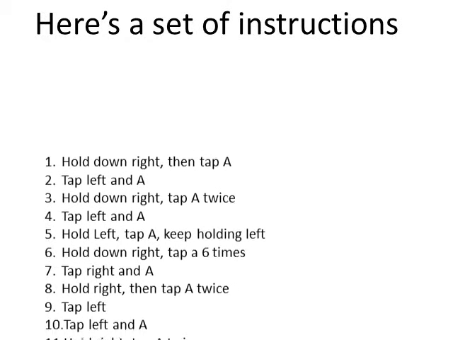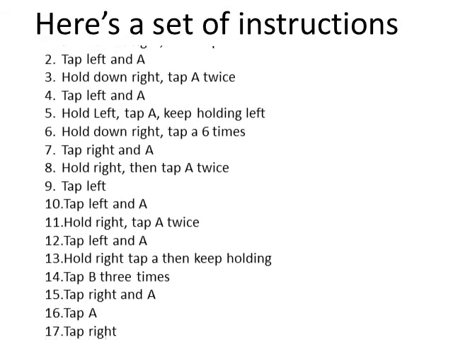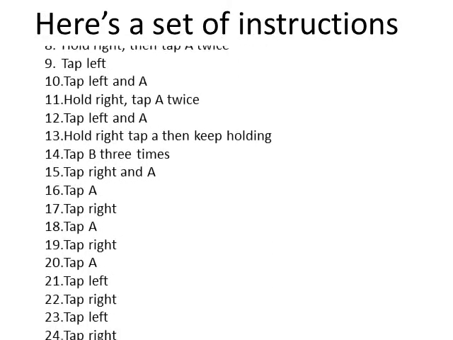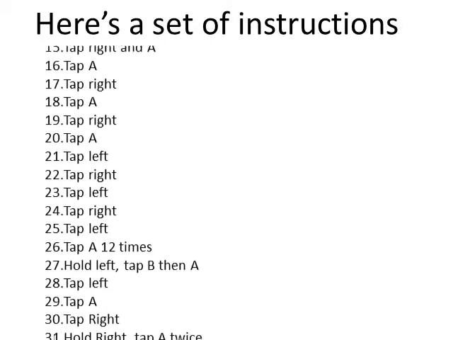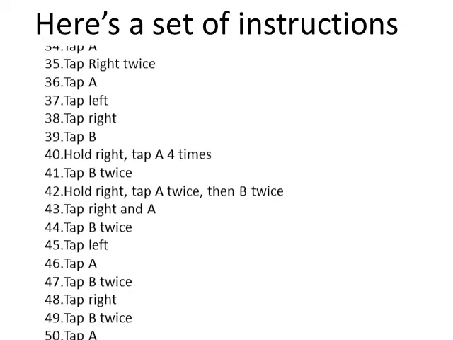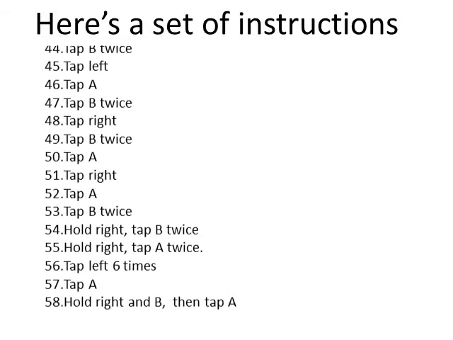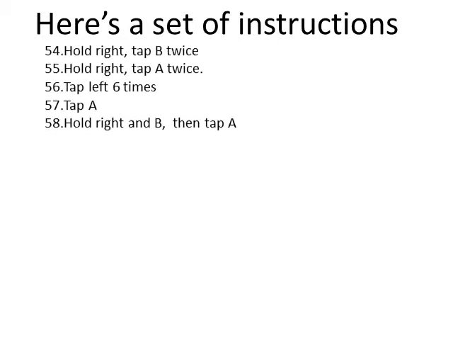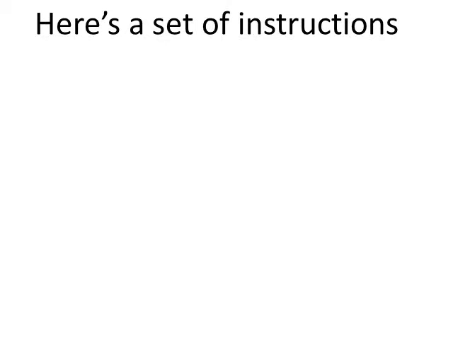It's hold down right, then tap A, tap left and A, hold down right, tap A twice, tap left and A, hold left, tap A, but I can't even read it that fast. We're still going with 25, 26, 28. You see how these instructions are almost impossible to follow. There's too many instructions. Even if the only instructions are right, left, A, B, there's 58 of them. It's too hard to remember all those instructions in a row.